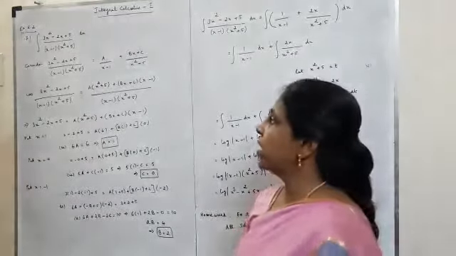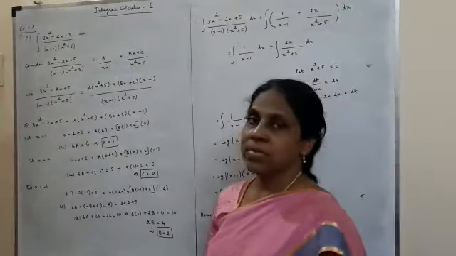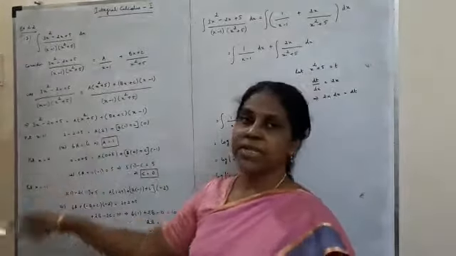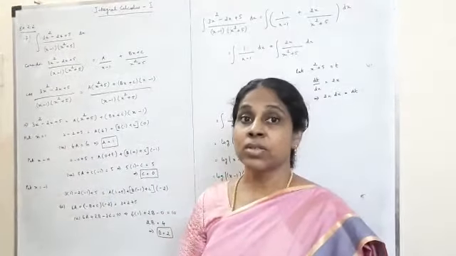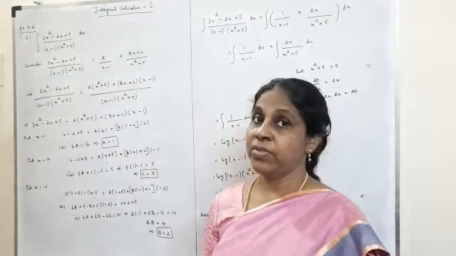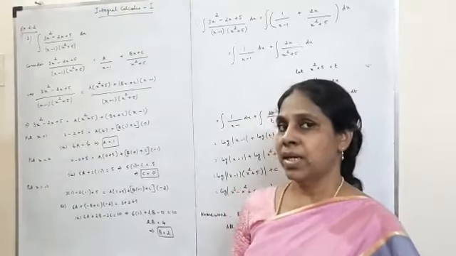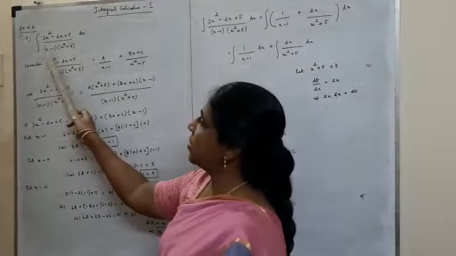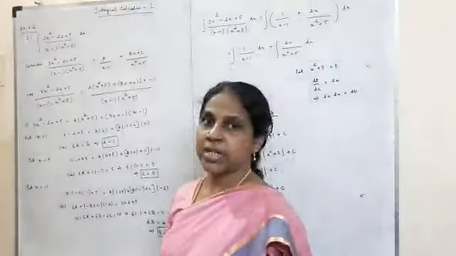So directly you can apply the working rule. For every factor of the form ax + b, you assume the numerator as a constant A. So here we have a factor of the form ax + b. For x − 1, we will assume the numerator as A.